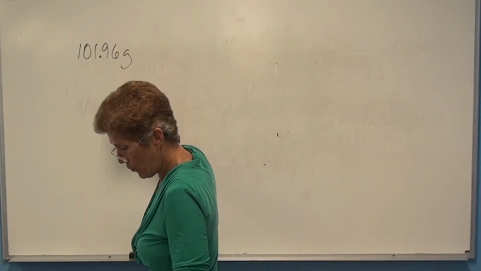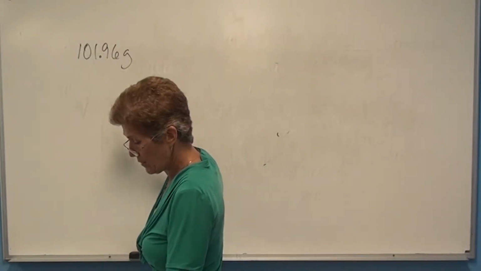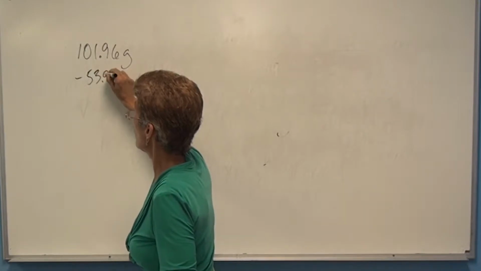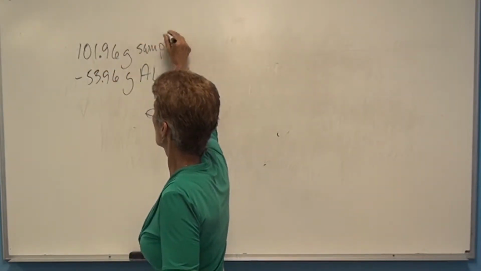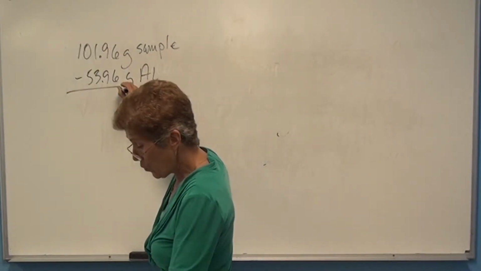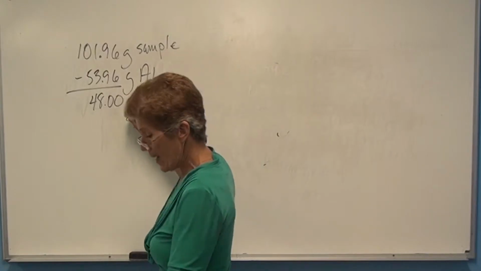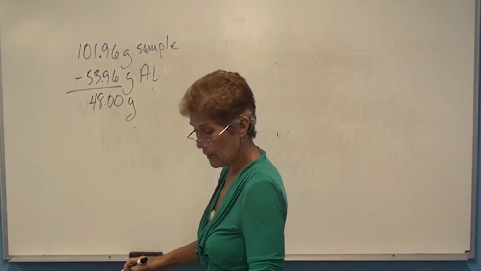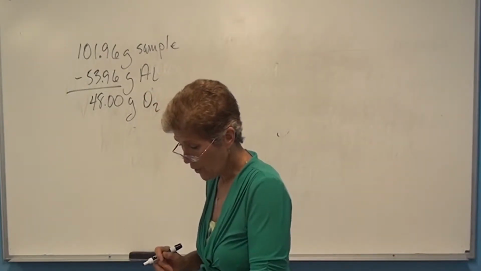So we have a 101.96 gram sample, and we know that there is 53.96 grams of aluminum. So we're going to go minus 53.96 grams of aluminum from the sample. And so that's going to end up giving us 48 grams of our oxygen. I'm going to go ahead and put O2 here. You could write out oxygen. Okay.